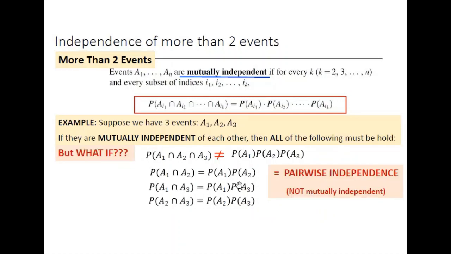For example, if these 3 equations are valid, we will say that the events are pairwise independent, but if all of them are valid, we will say they are mutually independent. So with these three equations, we can say they are pairwise independent.